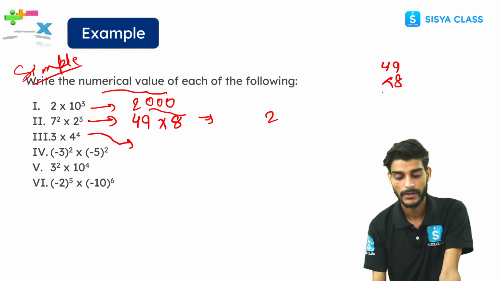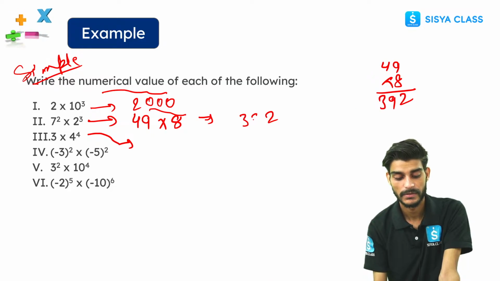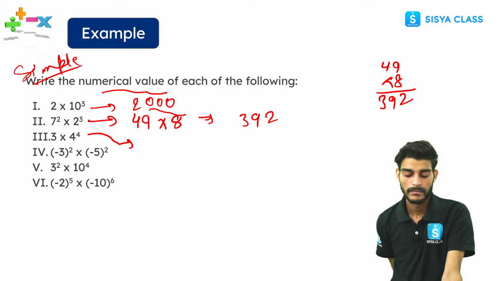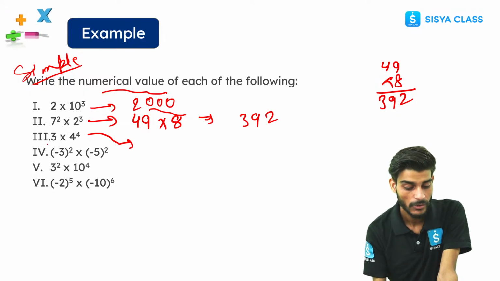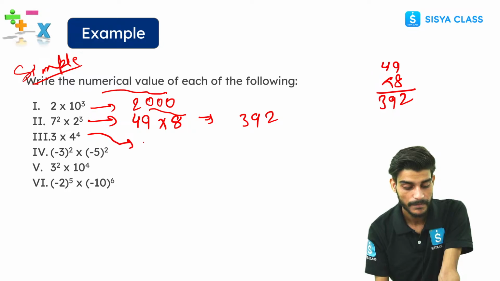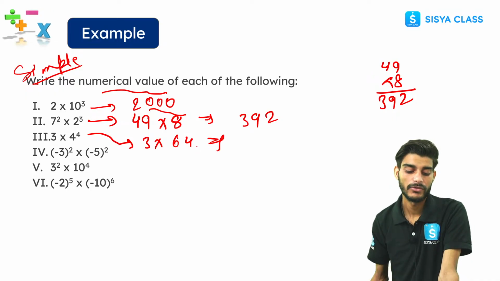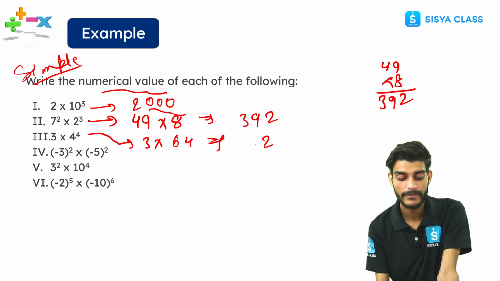(49) into 8 you have to do 392. Check once. Yes, 392. 3 into 4 raised to the power 4, which is basically 3 into 4 power 4 is 64, right? So 64 into 3, 4 into 3, 12, 6, 3, 18, 1, 19, 192.